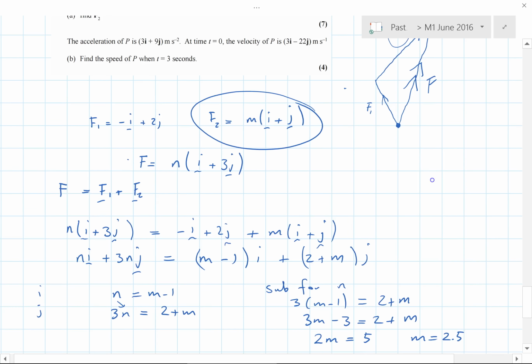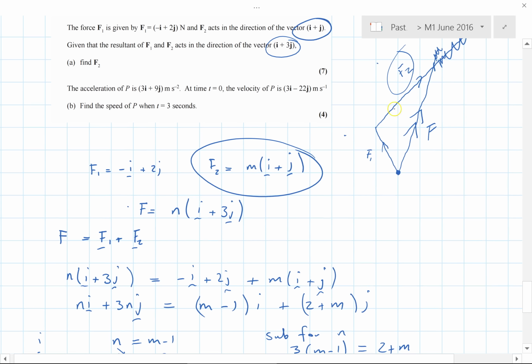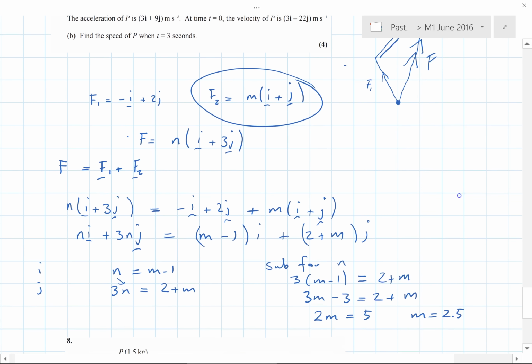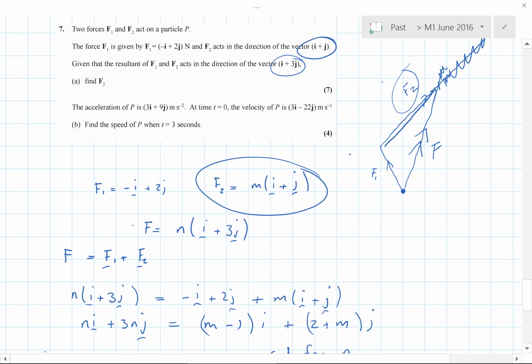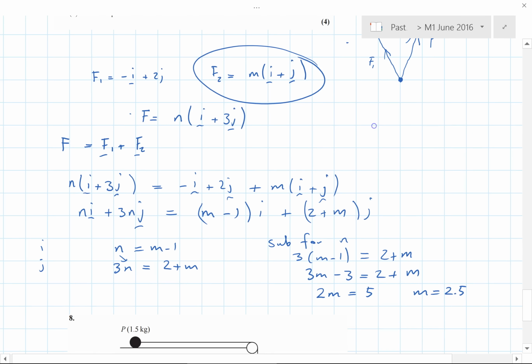Okay, which does seem to tie with what I saw here: 2.5 across and 2.5 up. Don't forget the question did ask us what F2 was, so it's no good just to give us the value of the scalar. So that gives us F2 is equal to 2.5i plus 2.5j. Okay, so that's the first part done.